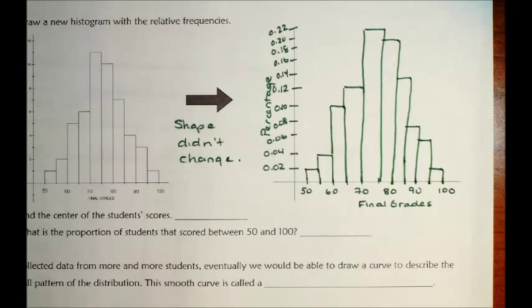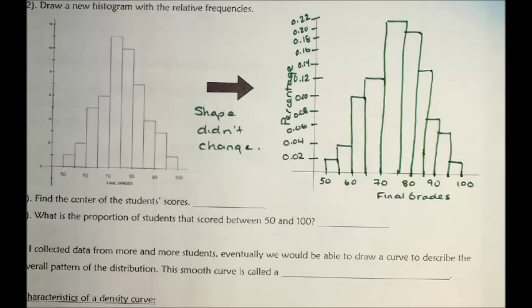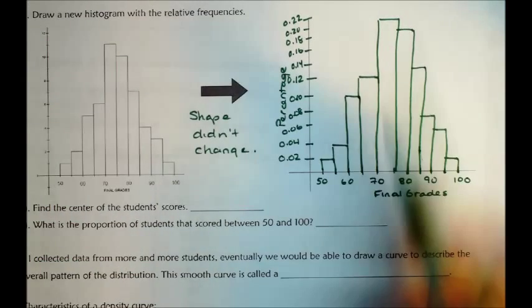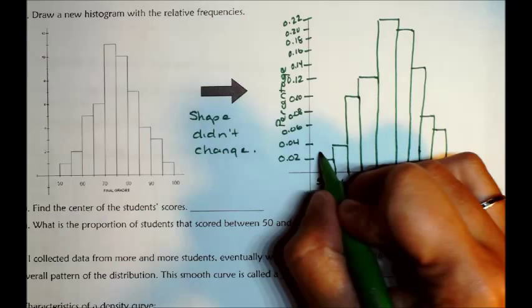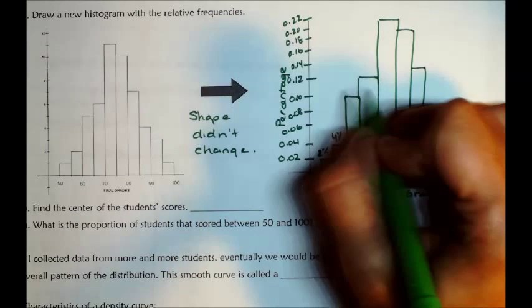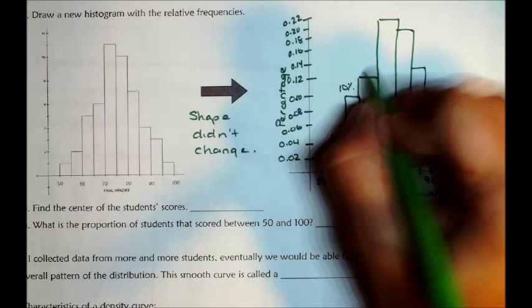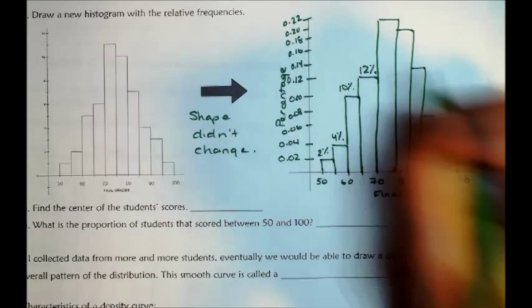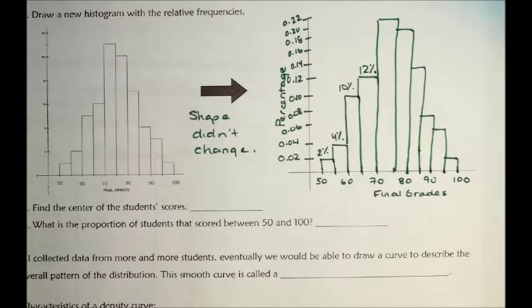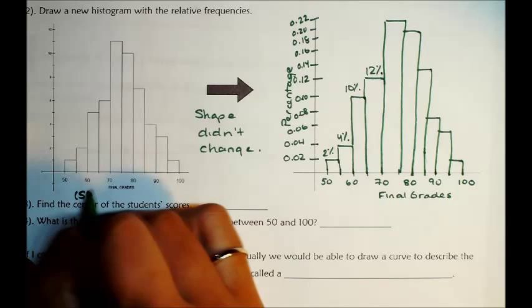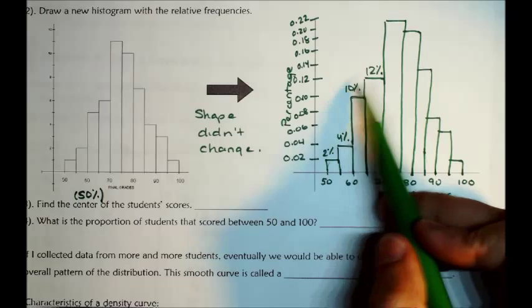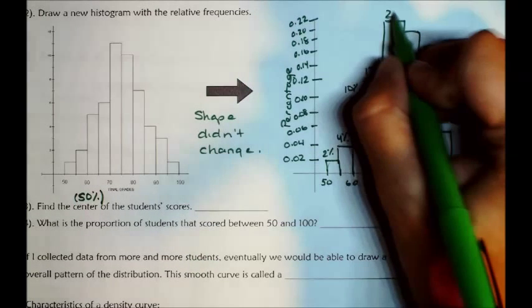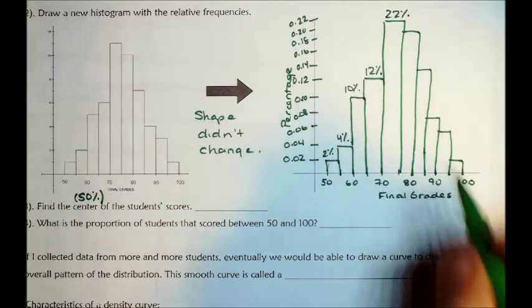So my first question is we want to find the center of student scores. What's nice about using the relative frequency instead of the counts is that we know what these percentages are. So we know this is 2%, 4%, we know this is 10%, 12%. Therefore, it's going to be easy to find the center. The center is going to be the 50%. So 50%, that's 6, 16, 28, it's 22%. So it's going to fall within here, 70 and 75.